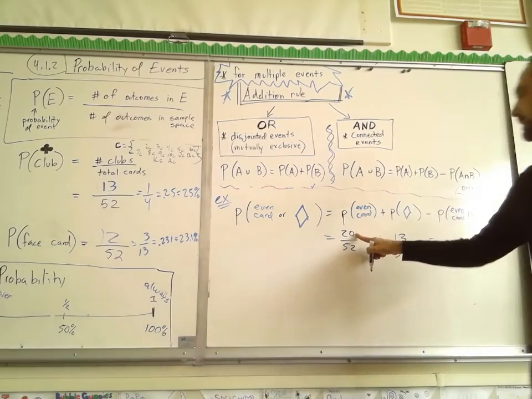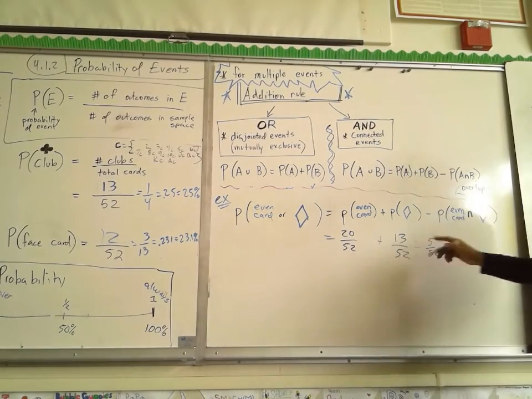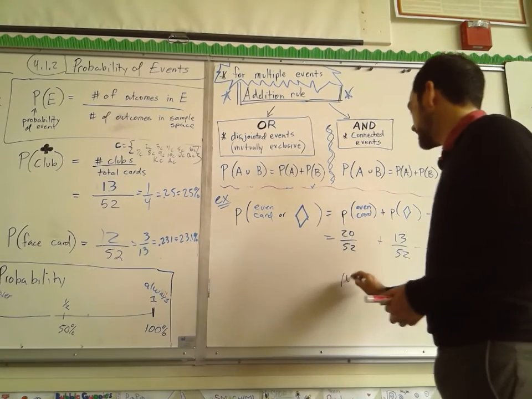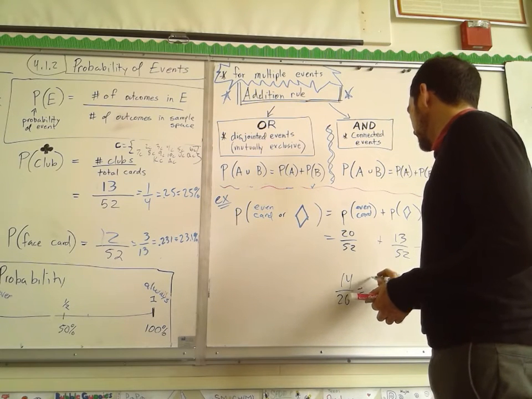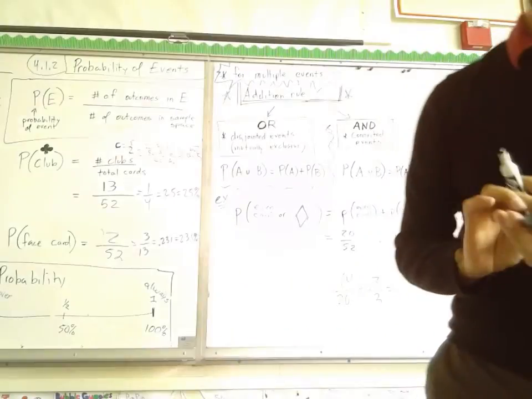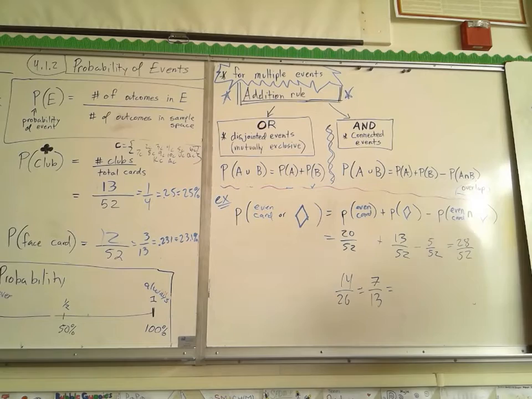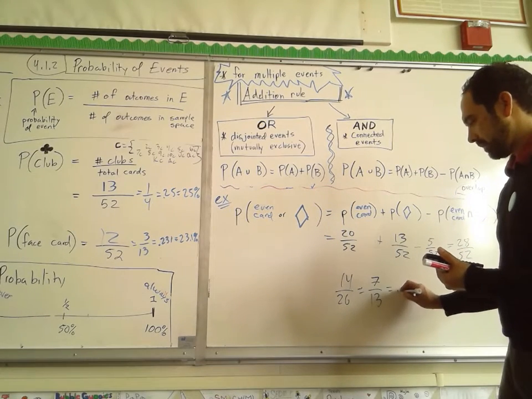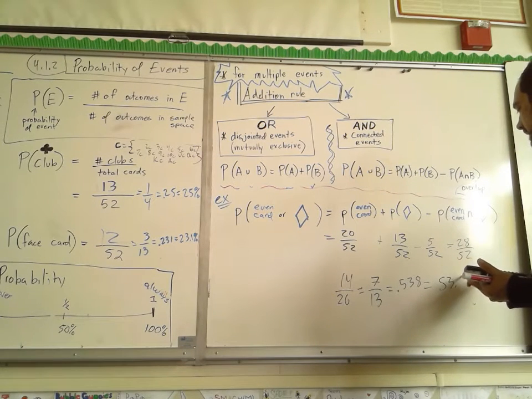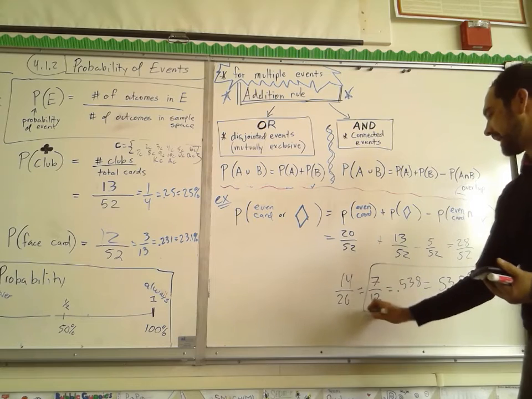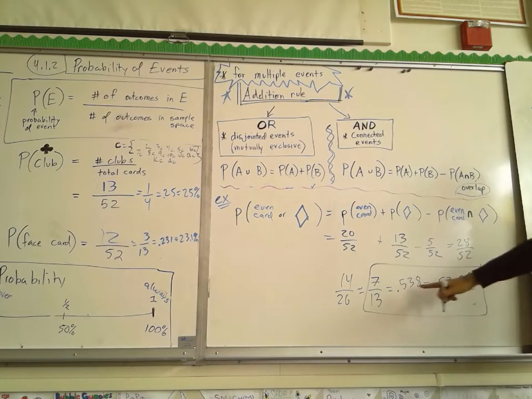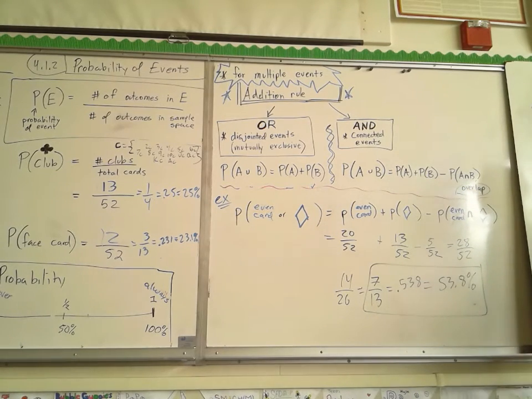This is 33 minus 5, 28 out of 52, which gets us to 14 over 26. That gets us to 7/13. 7 divided by 13 is 0.538, which is 53.8%. Some of these problems are going to have you put it in the fraction, decimal, and percent. It's no big deal. 7 divided by 13, decimal, move it twice, percent. That's all we have to do.